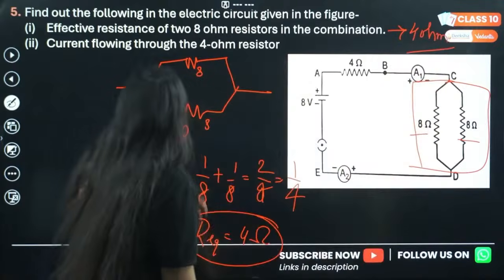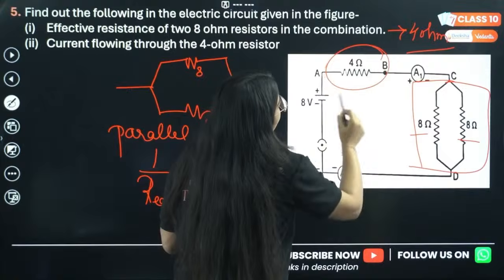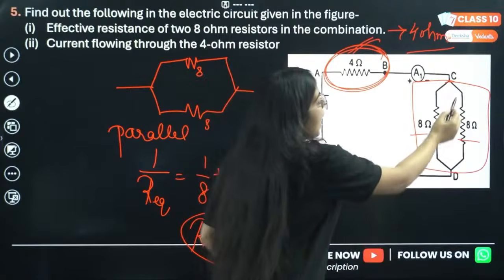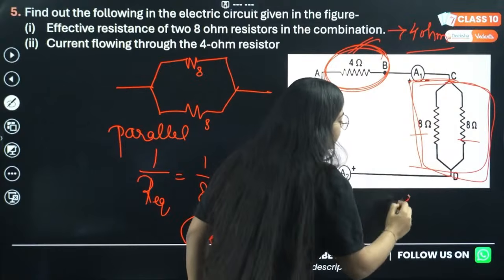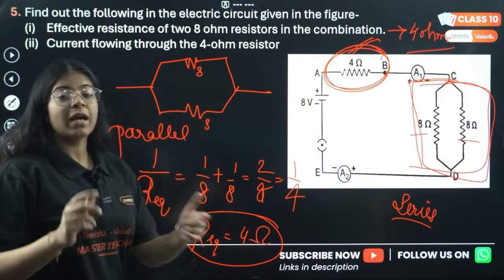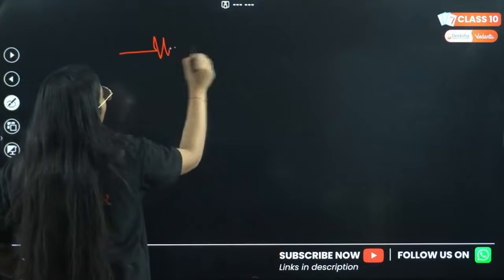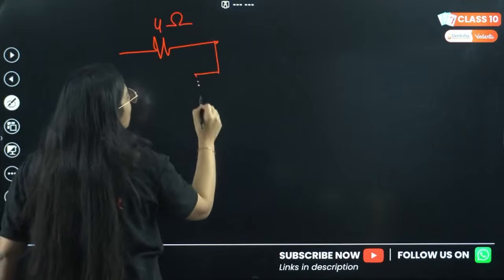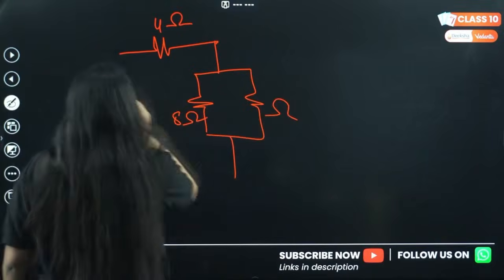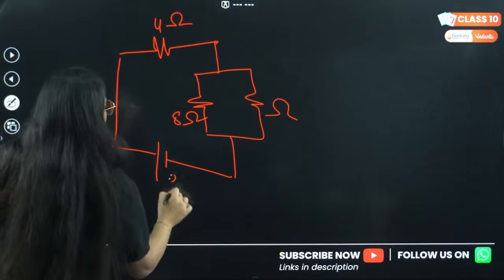Correct? The second part says: current flowing through the 4 ohm resistance. This is the current flowing through the 4 ohm resistor. Now tell me one thing. This resistor and this whole part, are they in series? So to find current, we know we have to calculate equivalent resistance first. Let's see how that works. This is 4 ohm, 4 ohm. This was 8 ohm and 8 ohm. Let's just make this for a second. And here is a voltage which was how much? 8 volt. Okay, 8 volt.